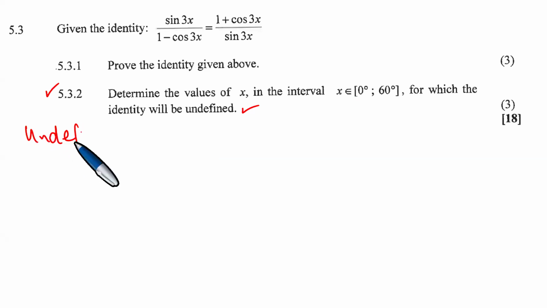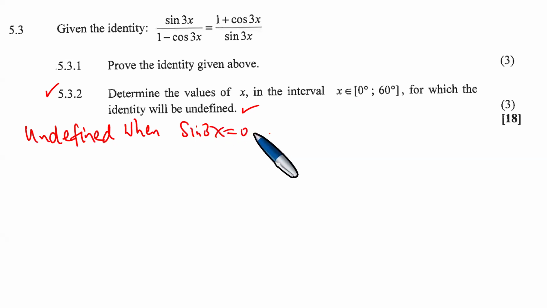Right, so it's undefined. It's undefined when the sine of 3x is 0, and also when 1 minus cosine 3x is 0. So consider both. So undefined when the sine of 3x equals 0 and 1 minus cosine 3x equals 0, right? Because we take both sides, we consider everything entirely. And then what do we do now?